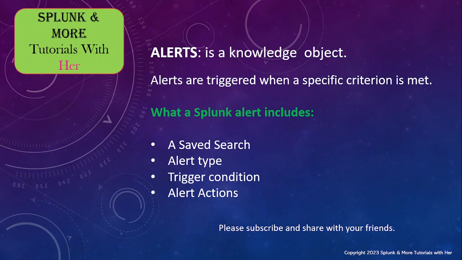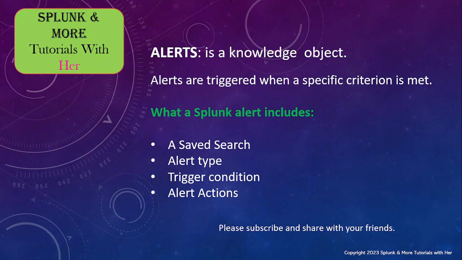Now, what does a Splunk alert include? It includes a saved search, alert type, trigger condition, and alert actions. Let's try to understand these one by one.